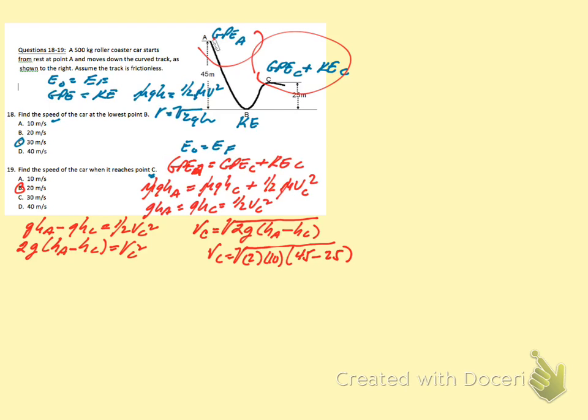And it kind of makes sense because when we were at the ground, it was 30 meters per second. But then when we transform some of that kinetic energy into gravitational potential energy at point C, the velocity has to be a little bit slower.